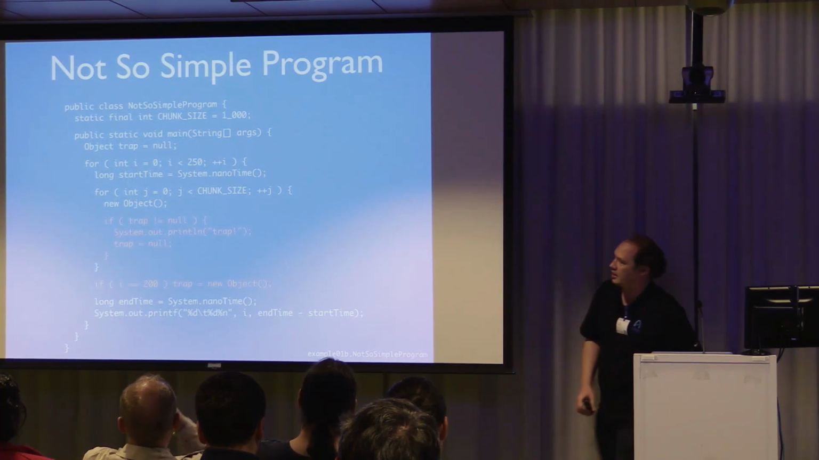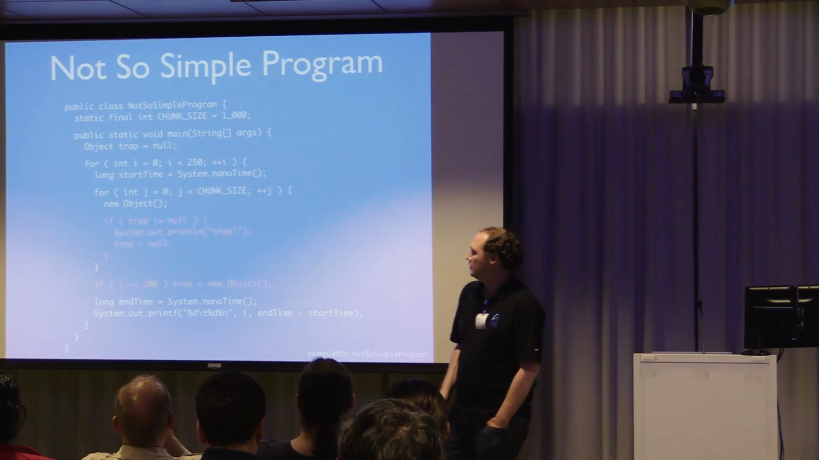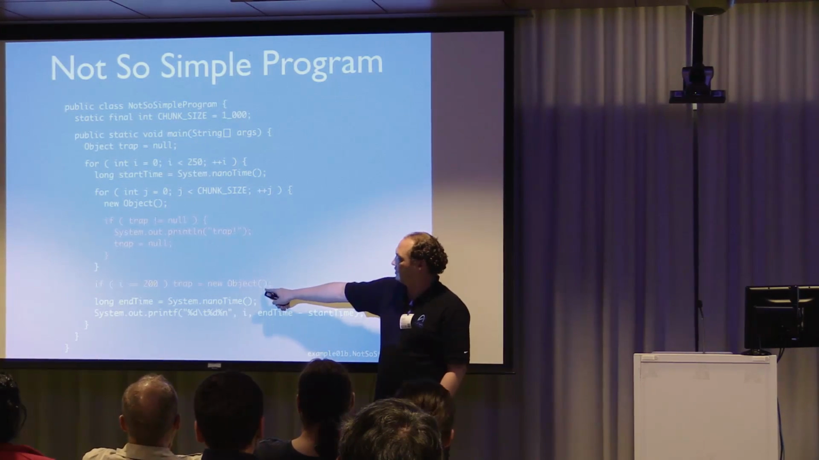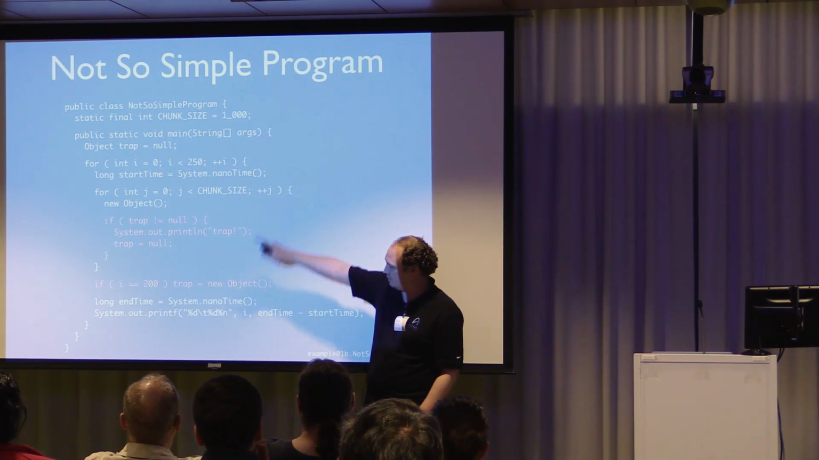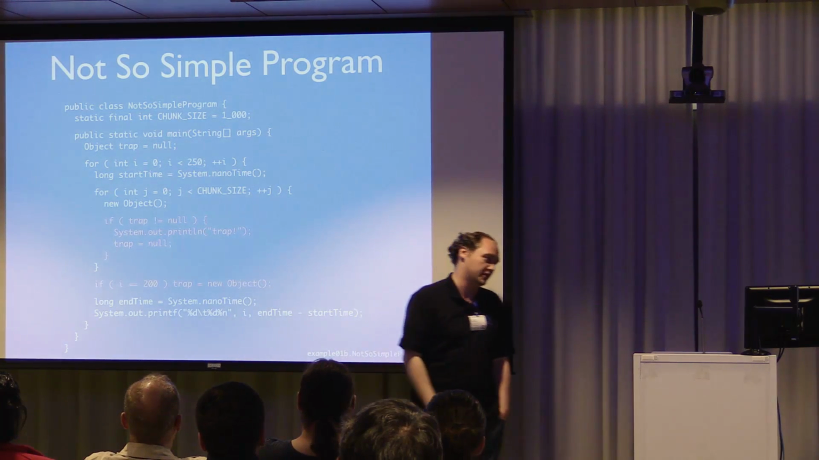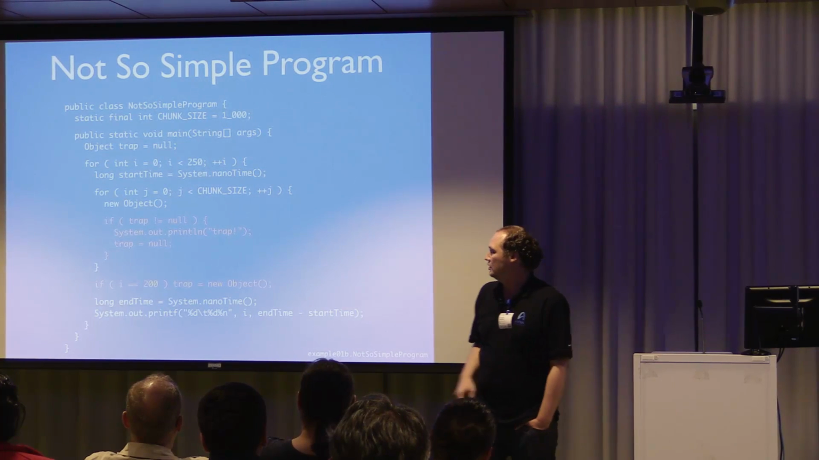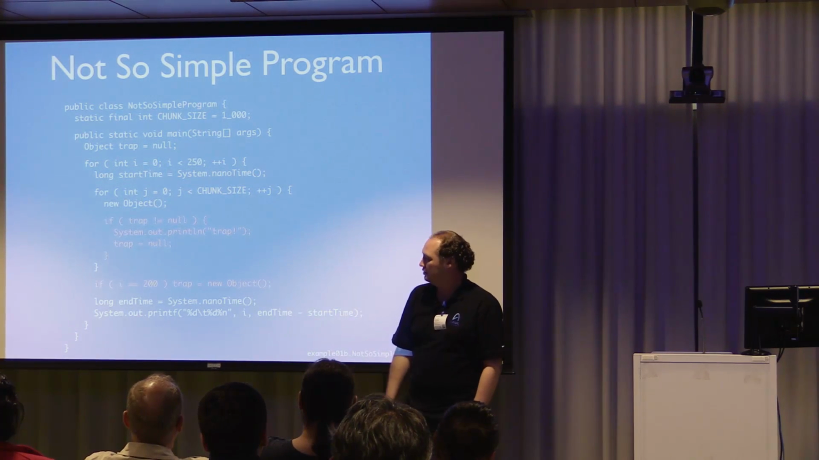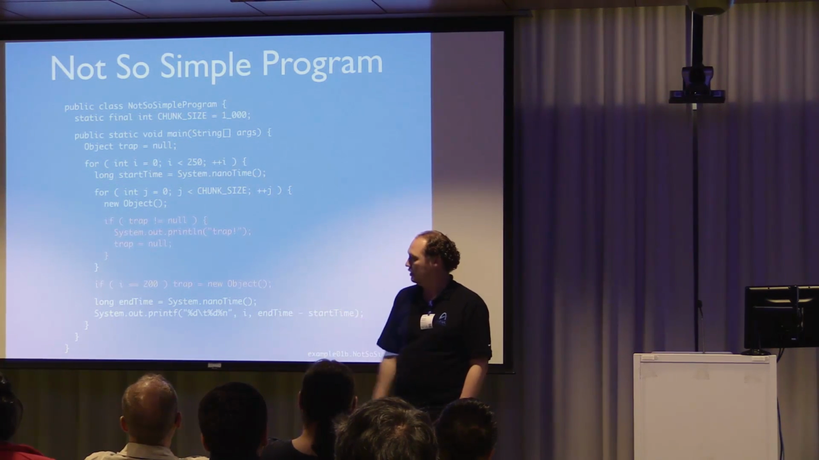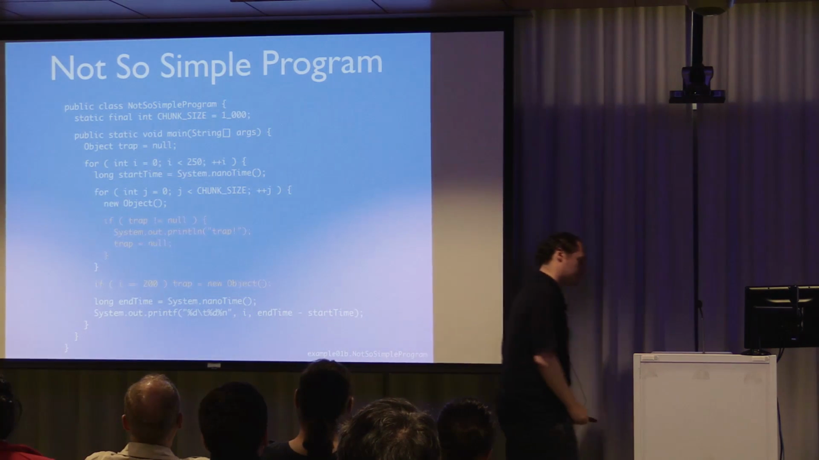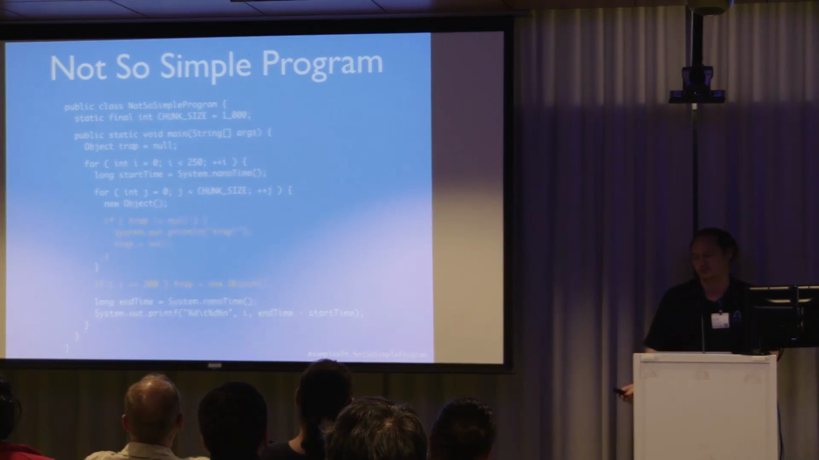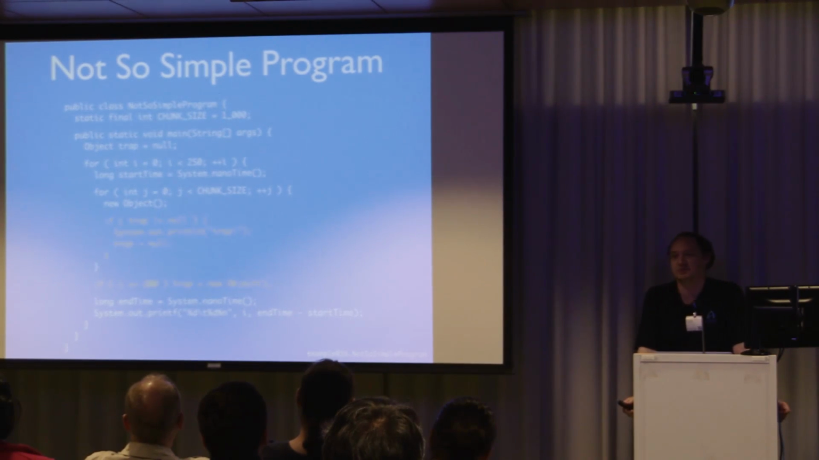Let's make it a little more complicated. This time, on the 200th iteration, I change a variable that I had set to null at the very top to actually being equal to some object. And in the inner loop, I check that. And if it's not null, I print out trap, and then I set it back to null. How could that possibly matter?